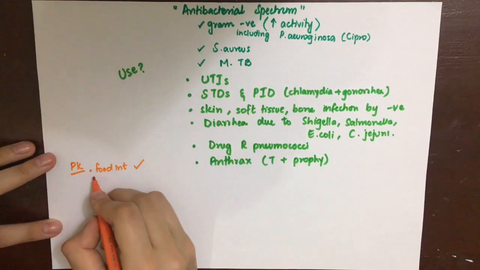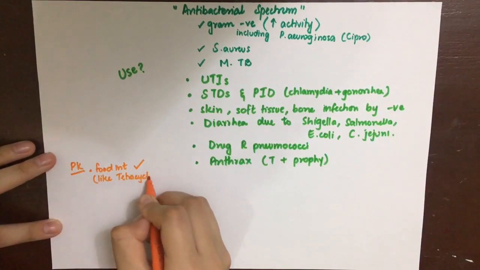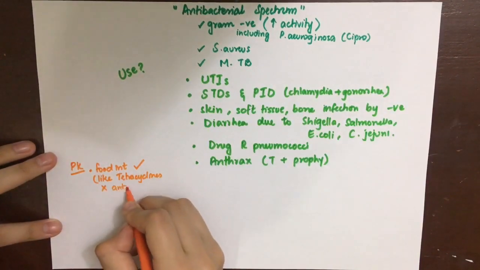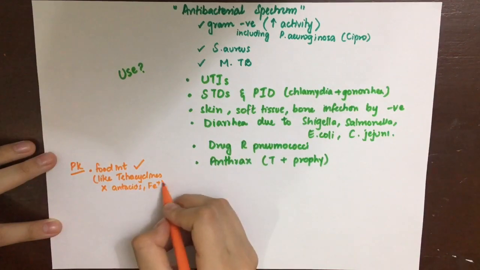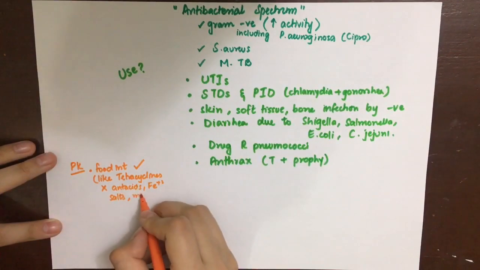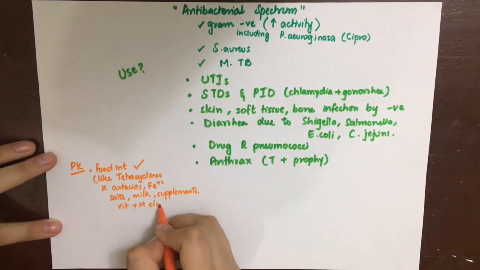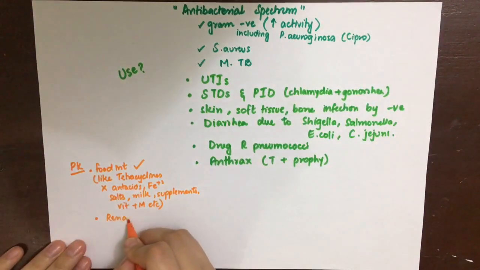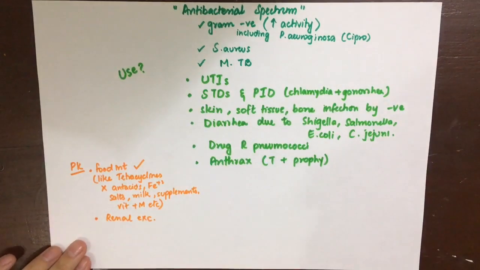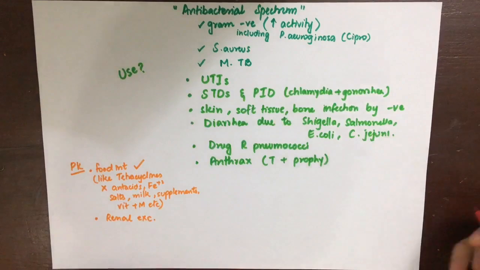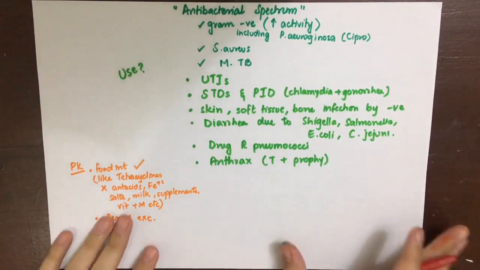Regarding the pharmacokinetic properties, they also have food interactions just like tetracyclines, and their absorption will be inhibited or decreased by antacids, calcium and iron ions or salts, milk, supplements, vitamins and minerals, etc. They can also be used IV or topically, and they are excreted renally, so their dose should be adjusted in renal patients.